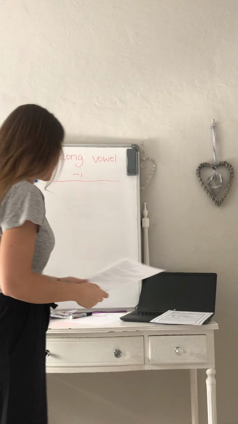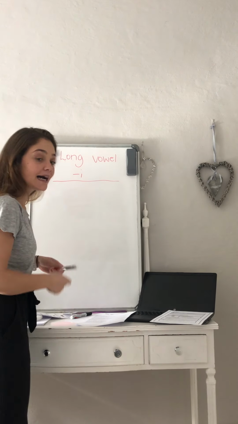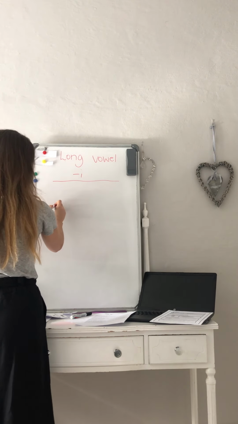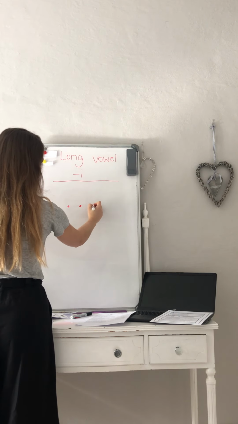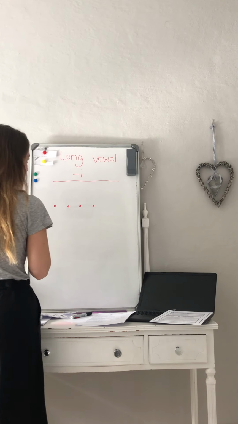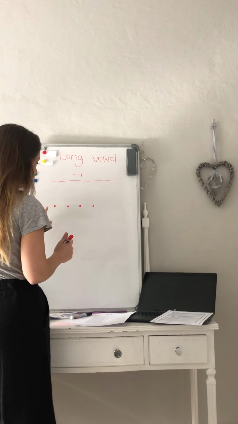Great. Let's clap the word night. N-I-t. 3 claps. And what about the word cry? K-r-I. I don't know about you, but I can hear the I in different parts of the word. So let's have a look. For slide, I had 4 claps. S-l-I-d. And I can hear the I sound in the middle.